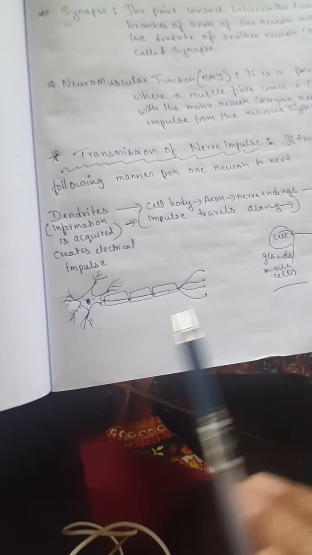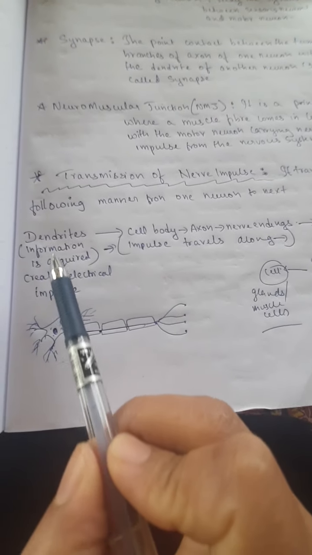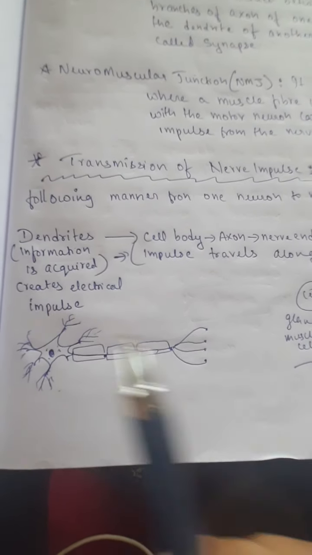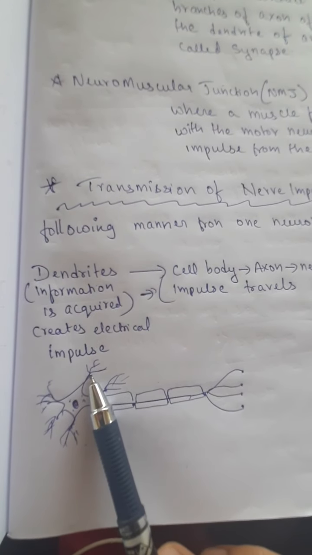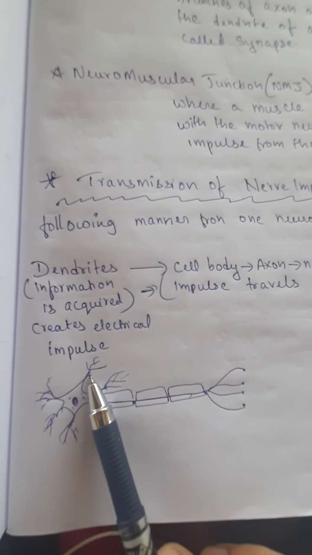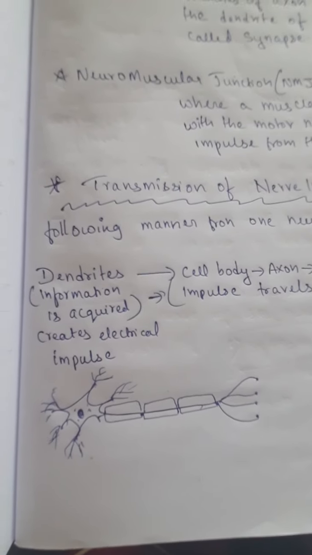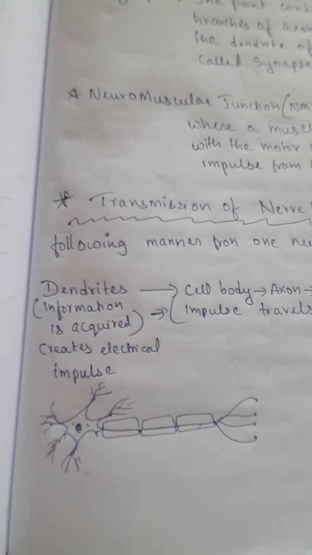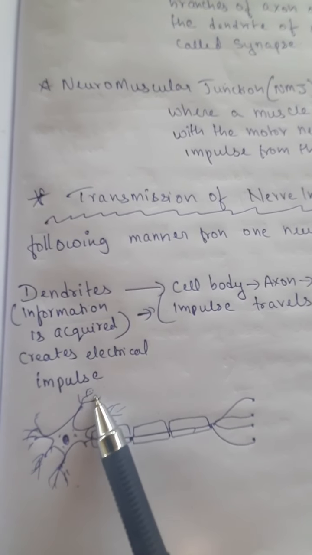Now we will see here how the nerve impulse, message or information is transferred from one neuron to another one. The first information is acquired in the dendrites, that is here. Now if you touch a hot object, it is sensed by our sense organ, especially by the receptors present in our sense organs. For example, when you touch a hot object, our skin thermoreceptor will sense it, and that information is passed to the dendrites. Firstly, that information of touching the hot object is acquired by the dendrites.